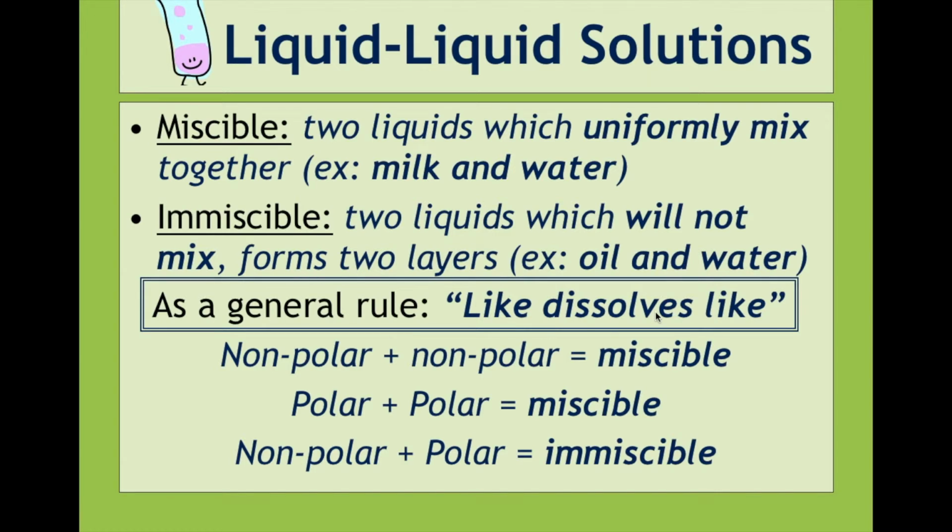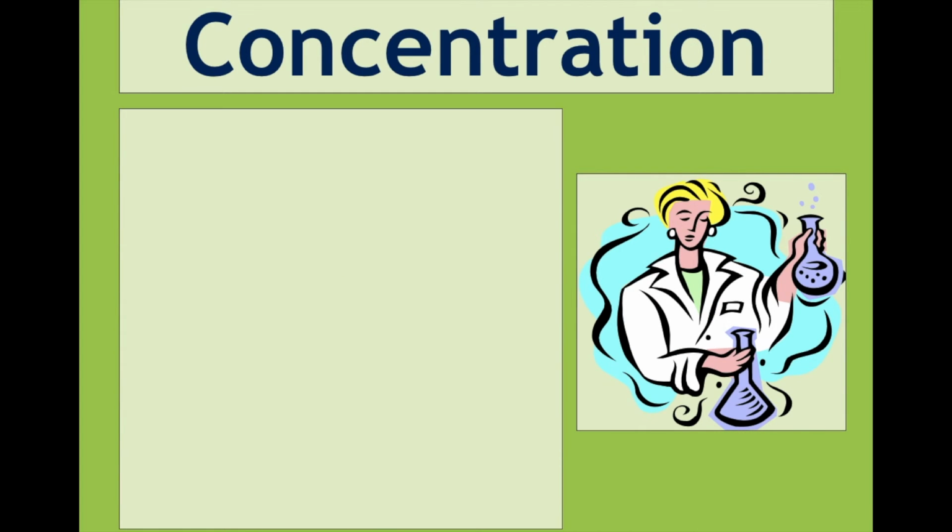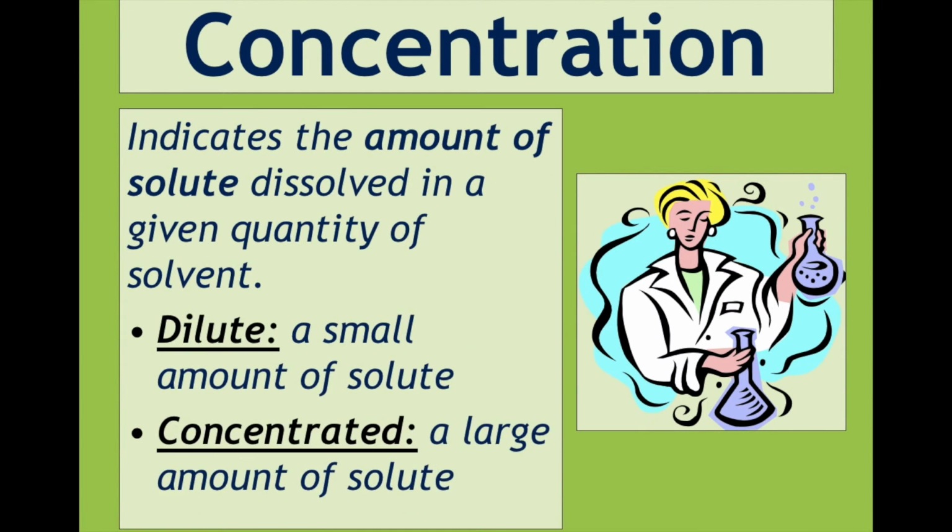So basically, like will dissolve like. If you have two oils, two nonpolar molecules, it'll be miscible. They will dissolve with each other. If you have water and something else that is polar, that will dissolve, that's considered miscible. But if you have something like oil mixing with something like water or alcohol, then it'll be immiscible, where it doesn't mix. So those are the two vocabulary words for whether or not liquids will dissolve within each other.